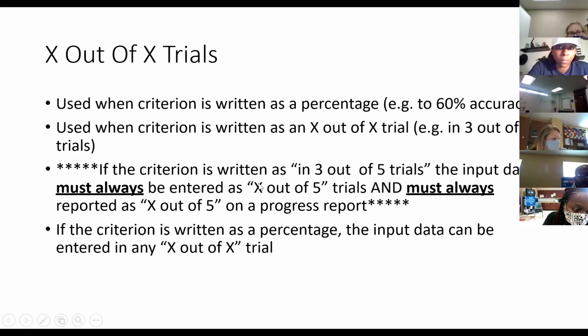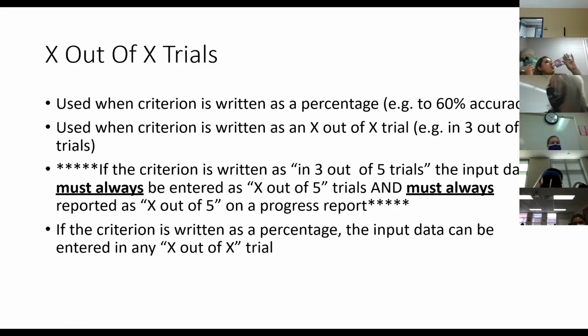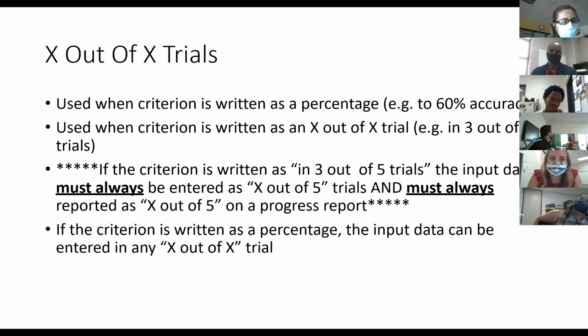The next option is X out of X trials. You can do a couple of different things with it, but if you have a goal that is actually written as, let's say for the example here, 3 out of 5, this would be the option that you choose. Just make certain that every time you make a data entry, if the goal is written 3 out of 5, you're entering X out of 5: 2 out of 5, 3 out of 5, 4 out of 5, 5 out of 5, whatever the case may be.